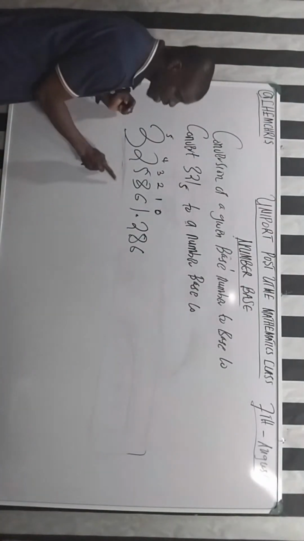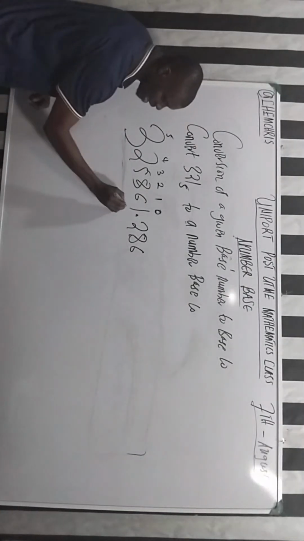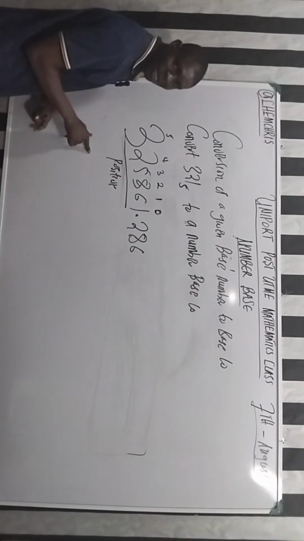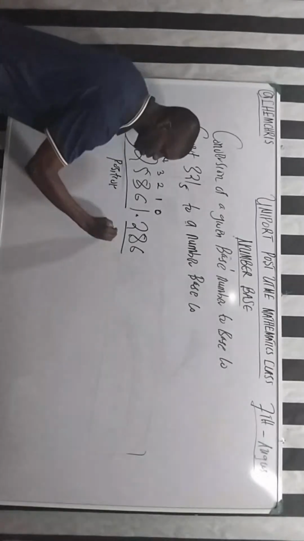So if, for example, here we have 286. Now remember, here are the positive. What are the positive? Why are these the negative? So the point here is what, negative. Here are the what, negative.